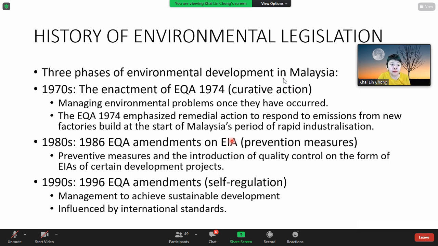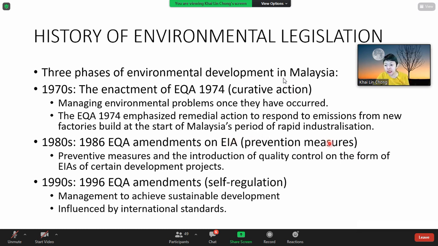SOG pernah belajar pasal SIA kalau tak silap saya. You all learn about social impact assessment. Okay, so EIA is environmental impact assessment. Kita akan check on the impact dalam environment.